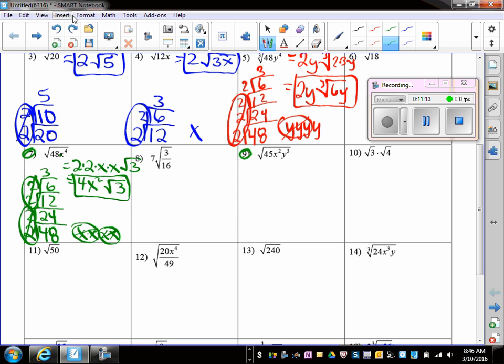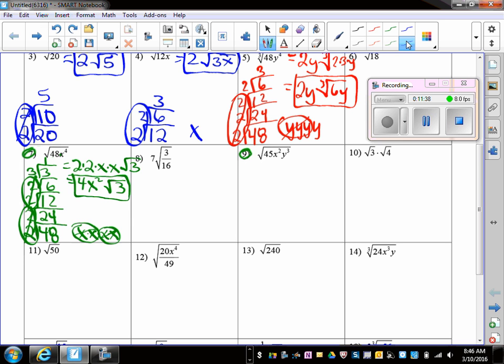Don't lose your 3. And if it helps you out, some people like to go ahead and divide by 3 and have 1 left over, which is fine because you would have 3 and 1 underneath, and 3 times 1 is just 3. So it's the same thing. But if that helps you to not lose your factors, that's fine. All right, so we'll do number 9, then we'll come back to number 8.